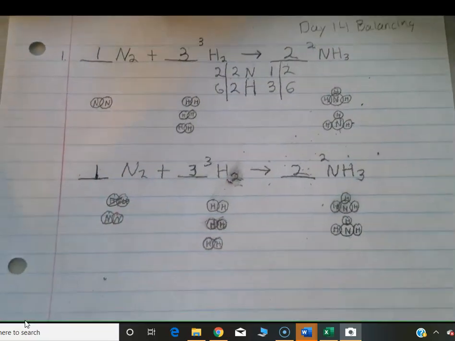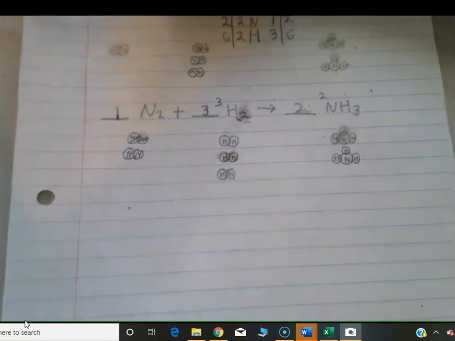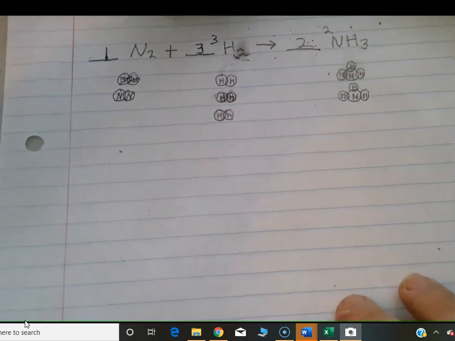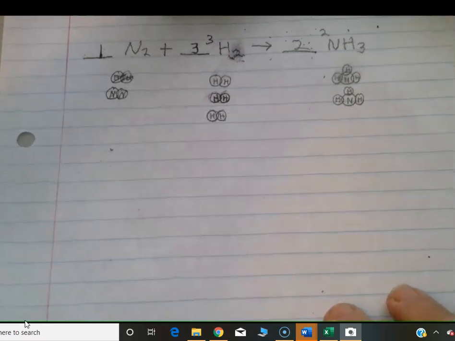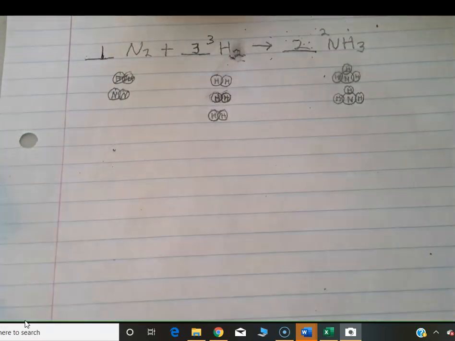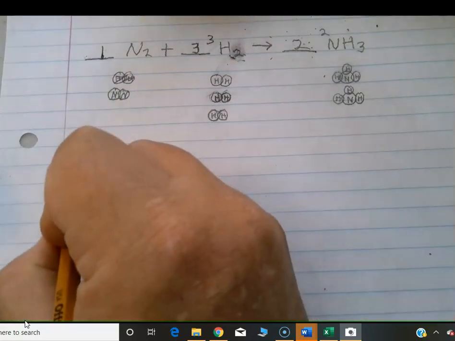Now I'm going to show you a model that a lot of teachers use. You might even find it on YouTube somewhere. It's called the box method. It's very similar to what we did right here with the particulate method, and it really is almost identical, although it looks a little bit different. So here we go. I'm going to do this one more time.